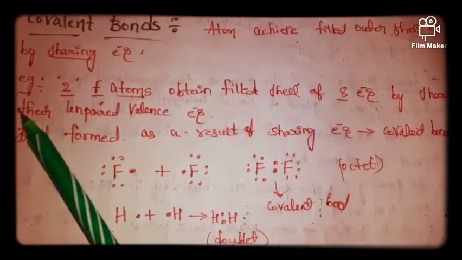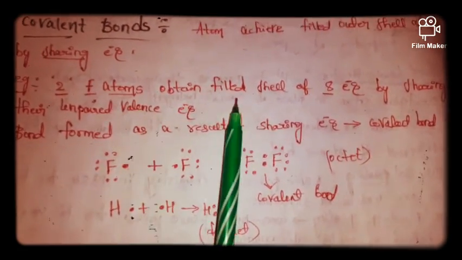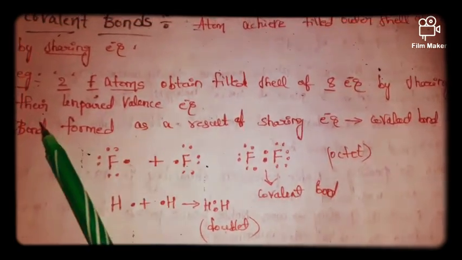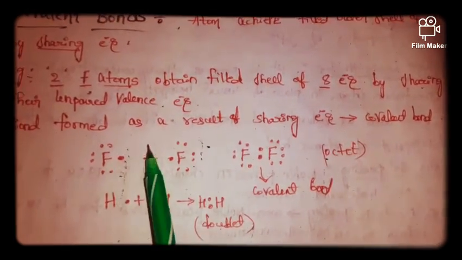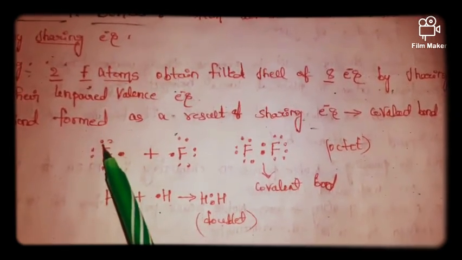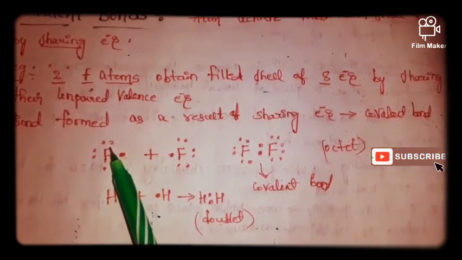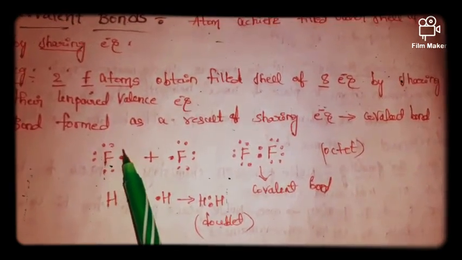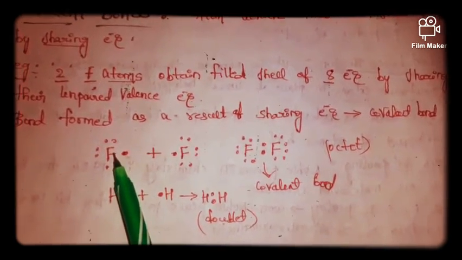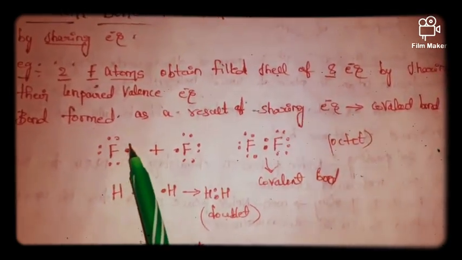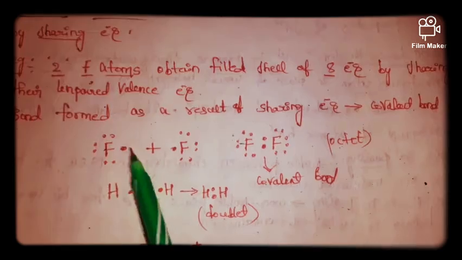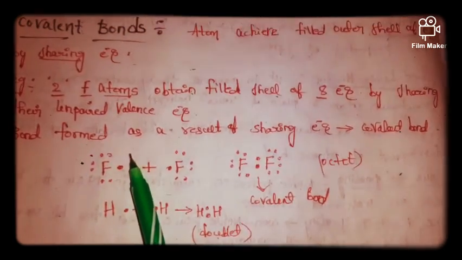Let us see one example, friends. Two fluorine atoms obtain a filled shell of 8 electrons by sharing their unpaired valency electrons. Here we have taken two fluorine atoms. We know that fluorine is a halogen, and it has 7 valency electrons. Halogens have a valency of 7. In order to get an octet, they share their unpaired valency electrons. By sharing their unpaired valency electrons, it gets its octet. That's actually what we discussed.